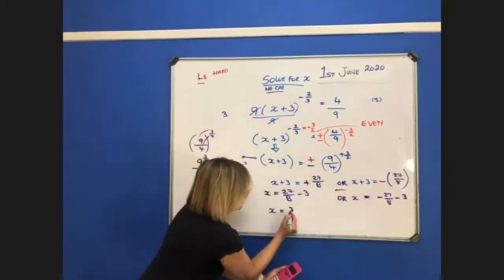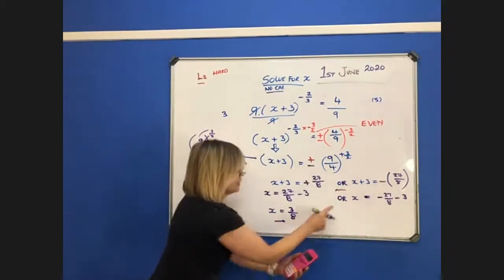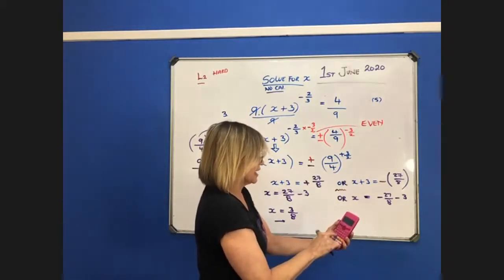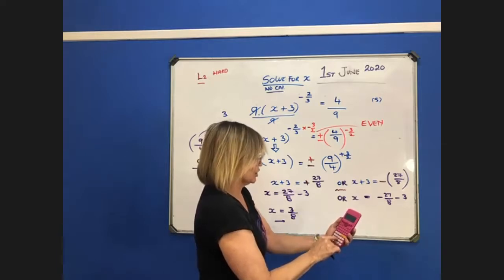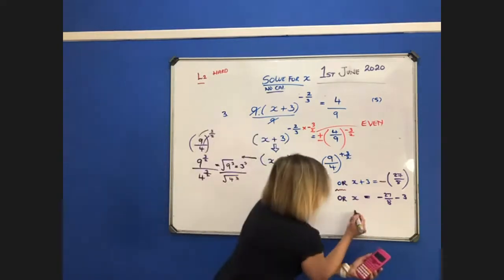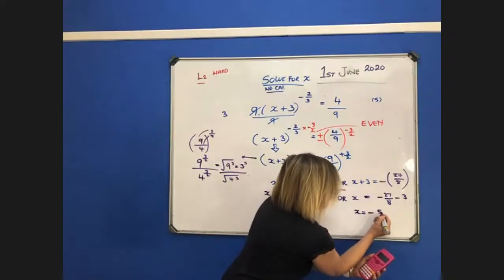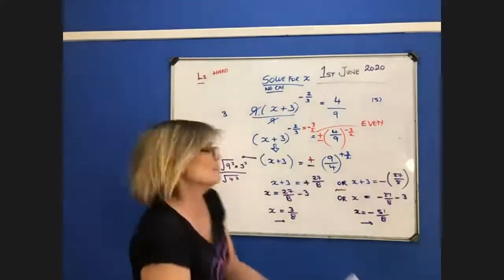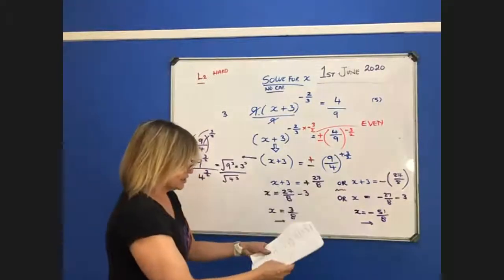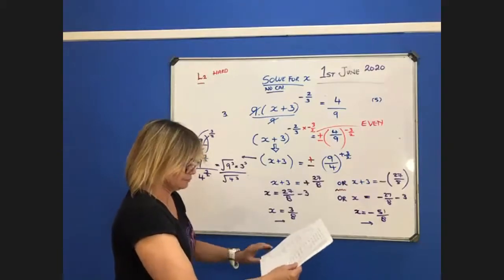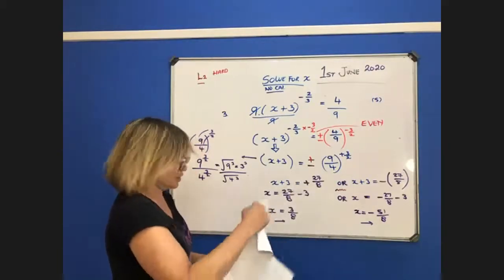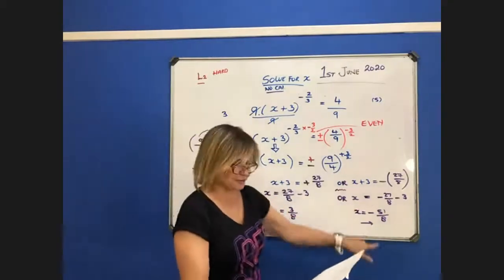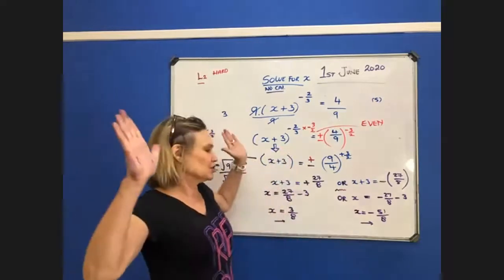So that is just 3 over 8. I'm leaving it. And over there, I'm going to go up, down, minus 27 divided by 8 minus 3. That equals x equals minus 51 over 8. Now, if I go to my memo, when I did this question, number 3, sorry, it's on the back, positive 3 over 8 or minus 51 over 8. So I am right.